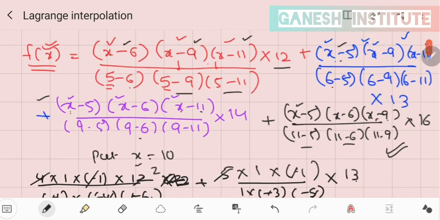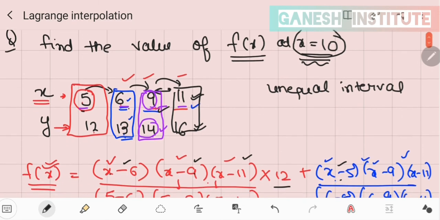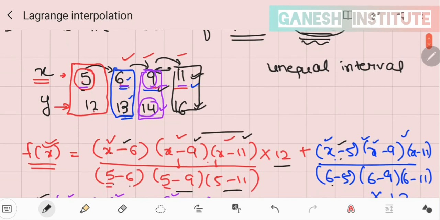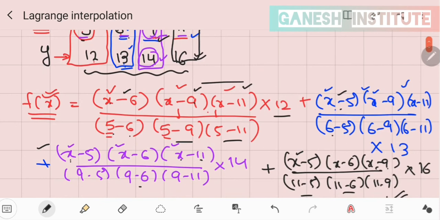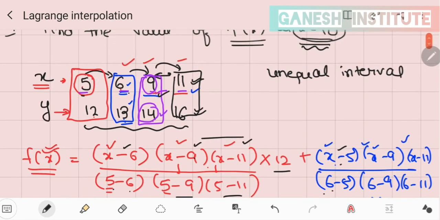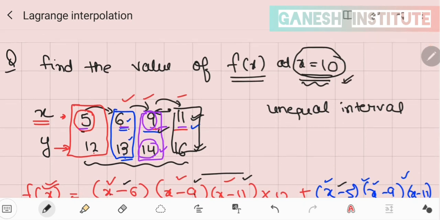So in this way you can apply Lagrange's interpolation to find any term if you are given unequal intervals. We applied this because only 4 terms are given to us, and for 4 terms we can do this, and x equals 10 is making it easier. But what if a bigger number is given, with more x values and more values given to you? Then we can apply Newton's divided difference. Let's see how it works in our next video.